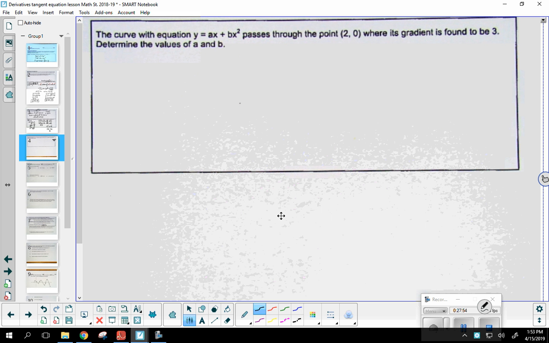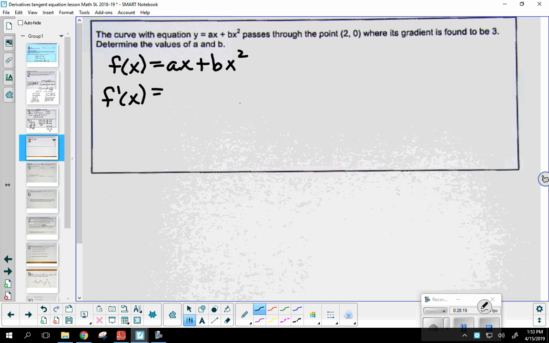Okay, so here's what we know. We have a function. We have no idea what a and b are going to represent, but it goes through the point 2, 0, and has a gradient of 3. So we can at least go ahead and do what we've been doing on the previous problems. Let's start with, if this is function f, ax plus bx squared, let's find the derivative. Now, just think of a as a real number, just some constant.